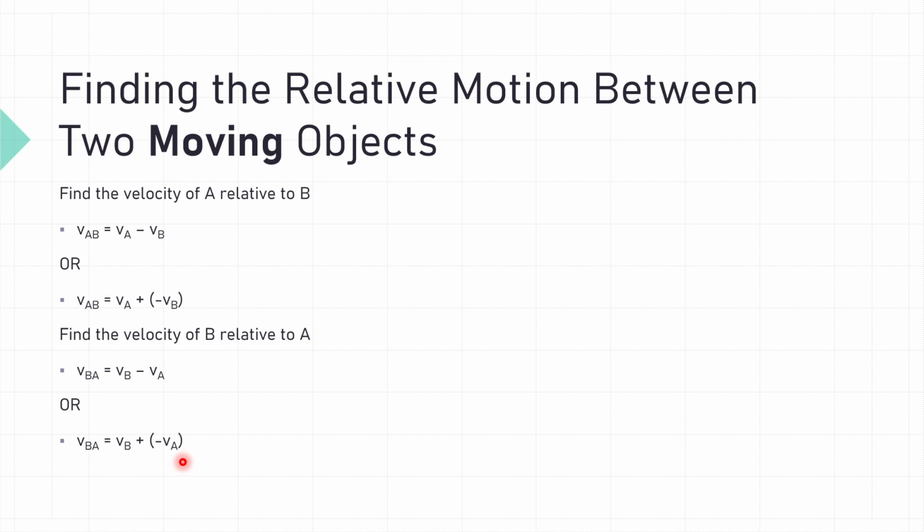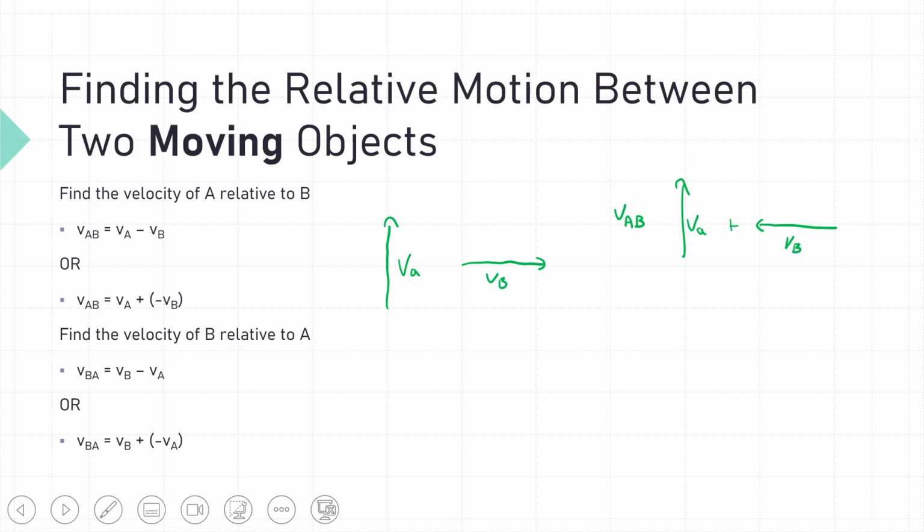Let's just do a quick example to visualize what I'm talking about. So let's say we have object A moving in an upwards direction and object B moving towards the right. If we wanted to draw the vector for velocity of A relative to B, what we would need to do is take vector A and add the negative of vector B, which would be vector B in the opposite direction. When we do that using our head to tail method, we should end up with something that looks a little like this.